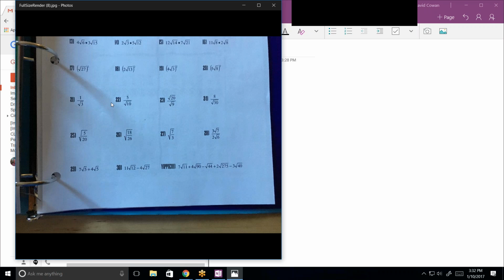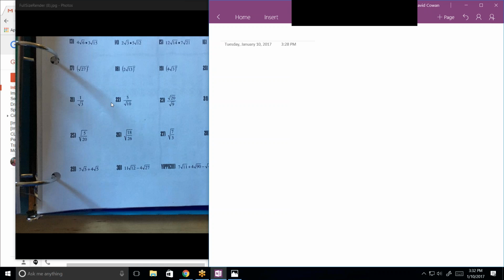There was a closer beginning here. Hold on a minute. Let me write this one out. 4 root 6 times 3 root 15. Now, whenever you're multiplying square roots, you can always say that the square root of 6 times the square root of 15 is the square root of 90. Okay? However, that may not be the best way to go.